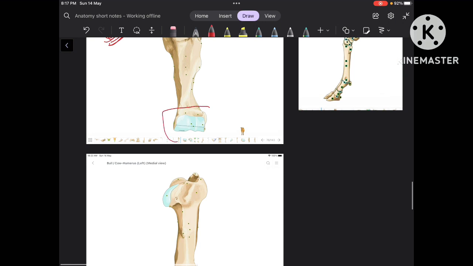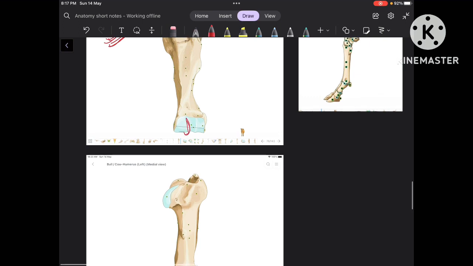We can say here this is the distal extremity. The distal extremity is divided by a ridge into two condyles. This is the medial condyle and this is the lateral condyle. The medial condyle is a little bit larger than the lateral condyle. In the medial condyle there is a groove which extends up to the olecranon fossa.